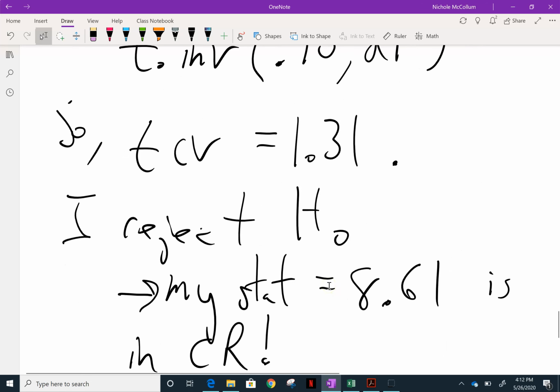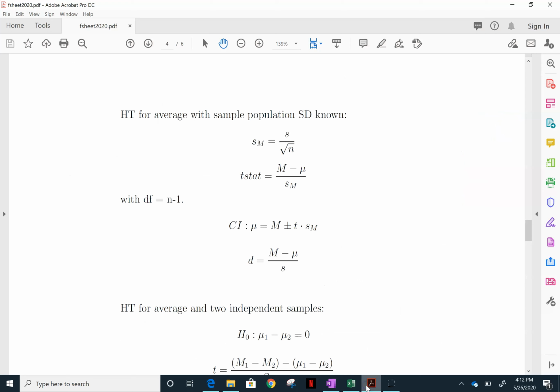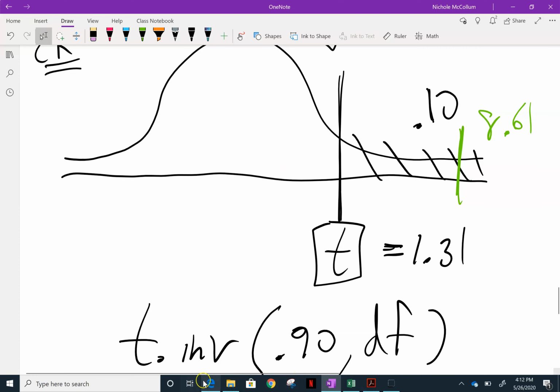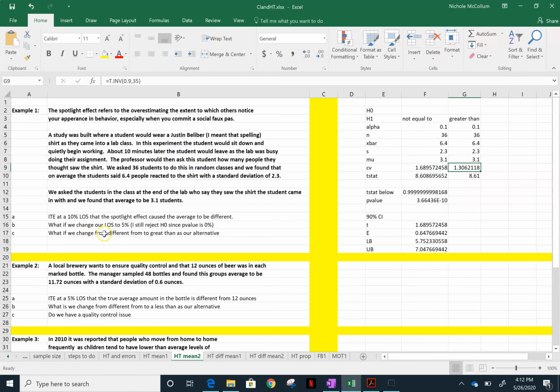My test statistic is still an 8.61. An 8.61 falls way up here. My test statistic falls way up there. And so, there's your answer, if I do the critical value approach. All right, if I just stop at the critical value approach, what if we change from different from to greater than? If I change from different from to greater than, I still reject because my statistic is still in the critical region, which means I still reject.